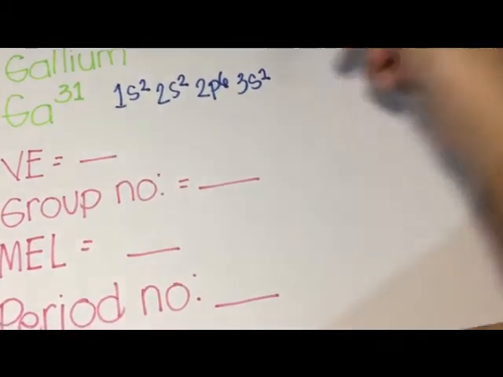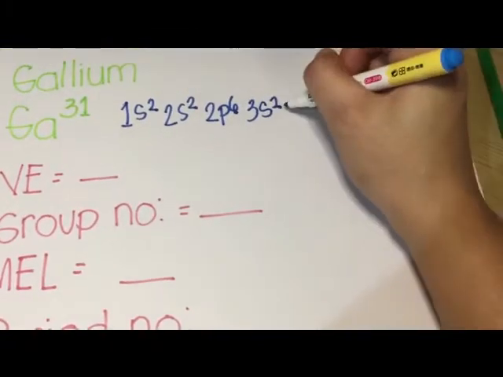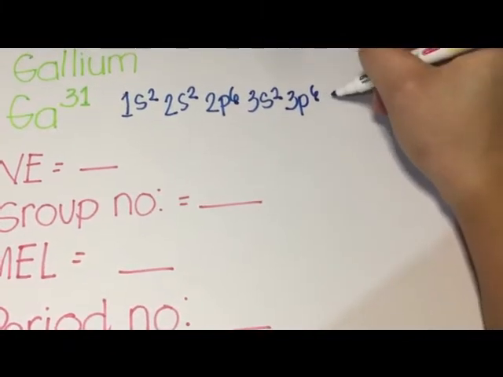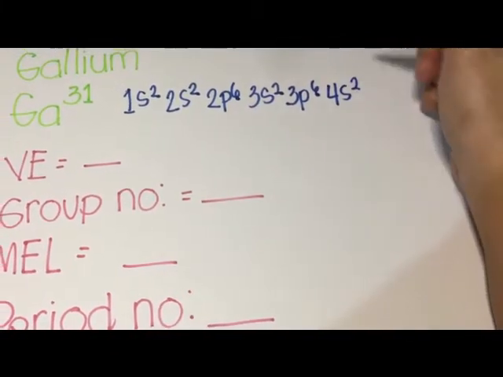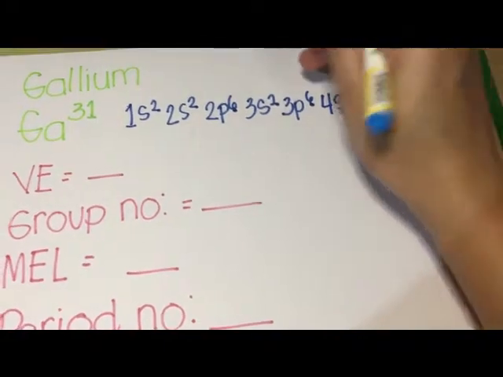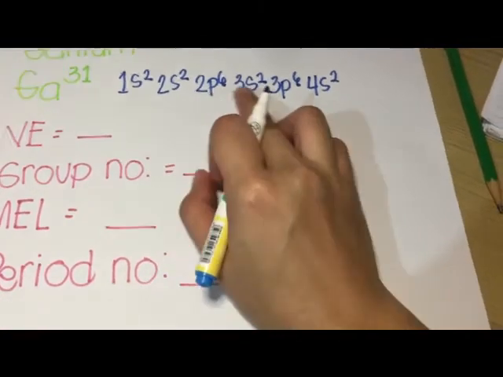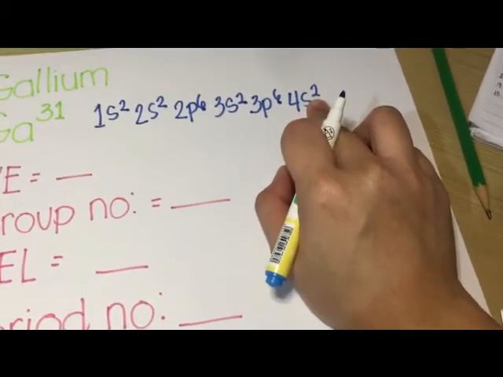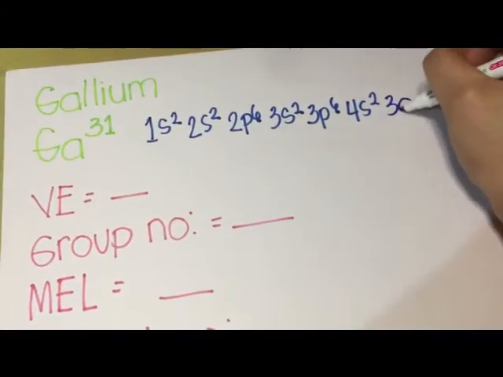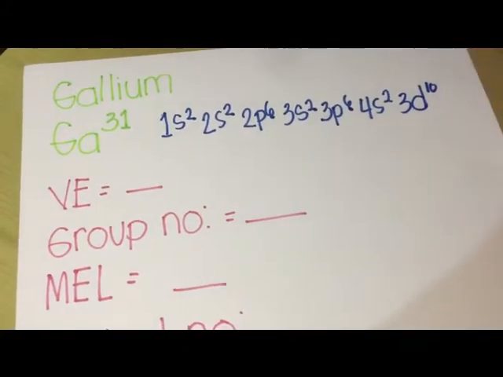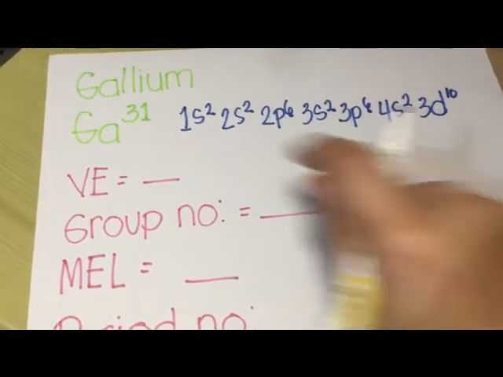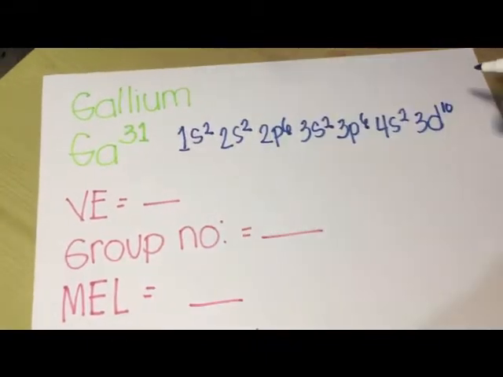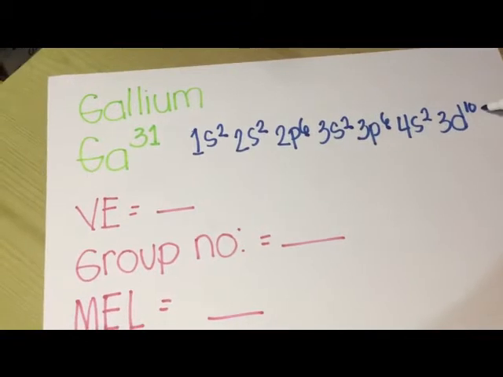3s2, and then after 3s2 is 3p6, and then 4s2. Let's count first, maybe we went over. So, 2, 4, 10, 12, 18, 20. After 4s2 is 3d10. So, we have 30 electrons. It is 31, so how many are left? Just one. So, after 3d10 is 4p.